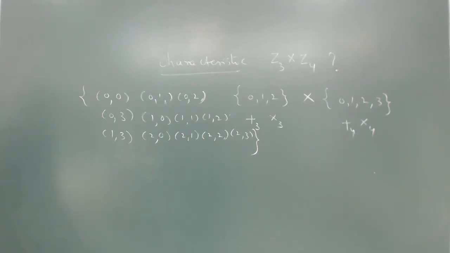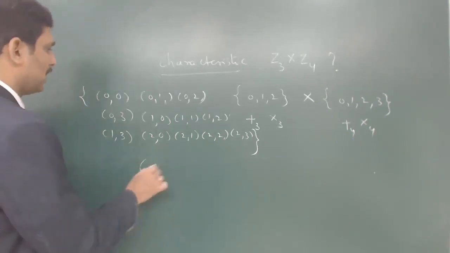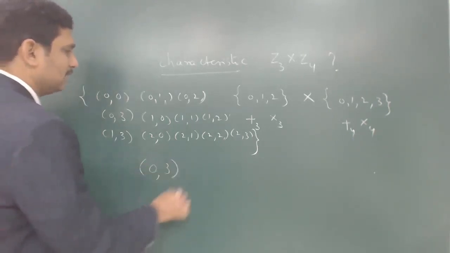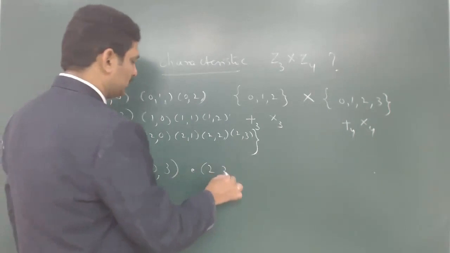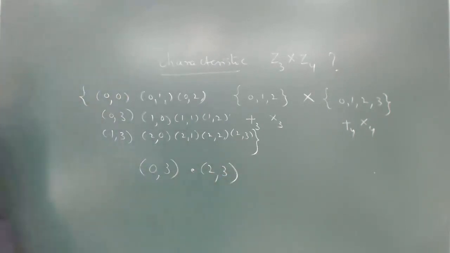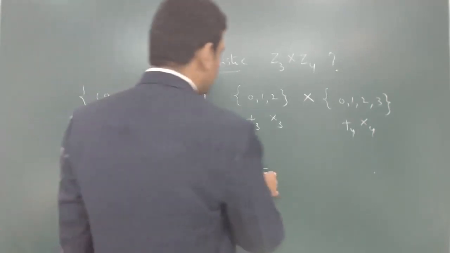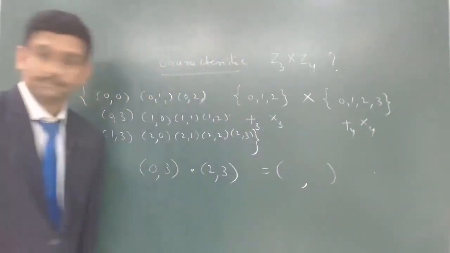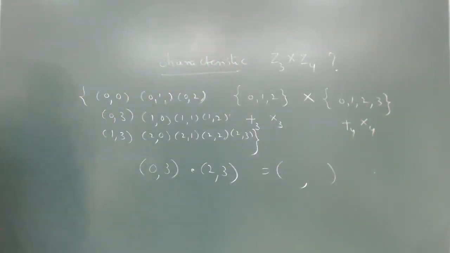Now the question comes: how do you multiply when two elements are taken here? That is an interesting question. Let me say you have taken one element (0,3) and another element (2,3). How do you multiply these two in this set? What could be the result? It is also an ordered pair, right? Yes or no?